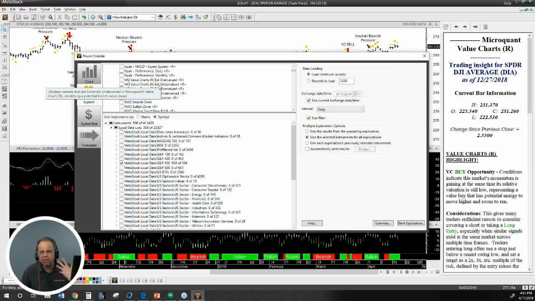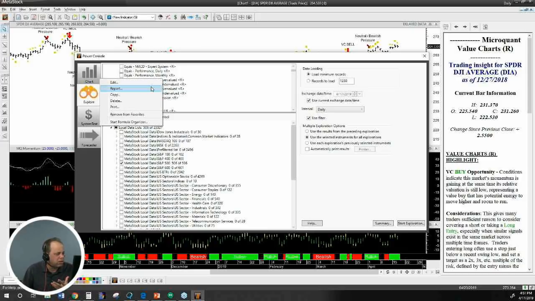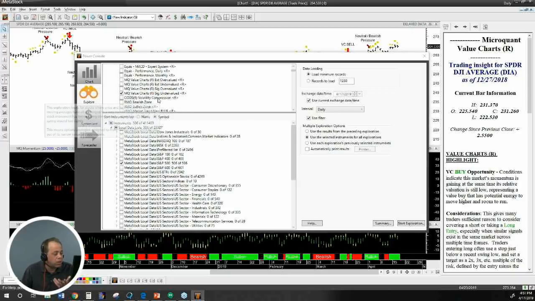I'm not going to run the scan because I've already run it today, and I'll just show you. It took maybe a minute or two to run. It's really just going to give us a list of the stocks that are either at extreme levels of overbought or oversold, or I should say overvalued or undervalued, depending on the scan that you run.